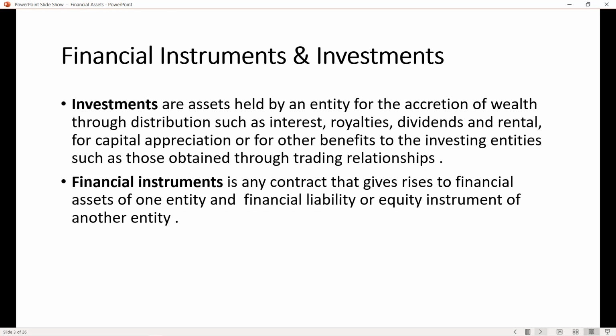So before that, a financial instrument and investment. What is the difference between a financial instrument and an investment? Investments, by the way, are assets held by an entity for the accretion of wealth through distribution of such interest, royalties, dividends, and rental for capital appreciation or other benefits to the investing entity, such as those obtained through trading relationship. Financial instruments, on the other hand, is any contract that gives rise to a financial asset of one entity and a financial liability or equity instrument of another entity.